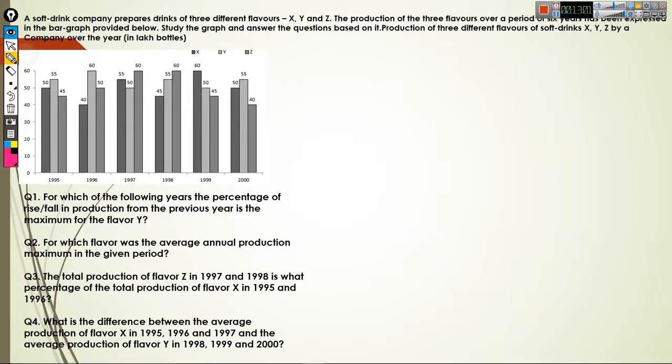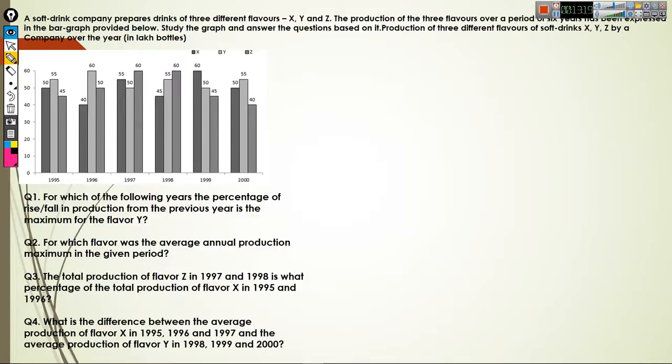Question number 2: for which flavor was the average annual production maximum in the given period? Okay, there are 3 flavors, X, Y and Z. So for which flavor was the average annual production maximum? Again we have to find the average annual production of all the products, X, Y and Z.